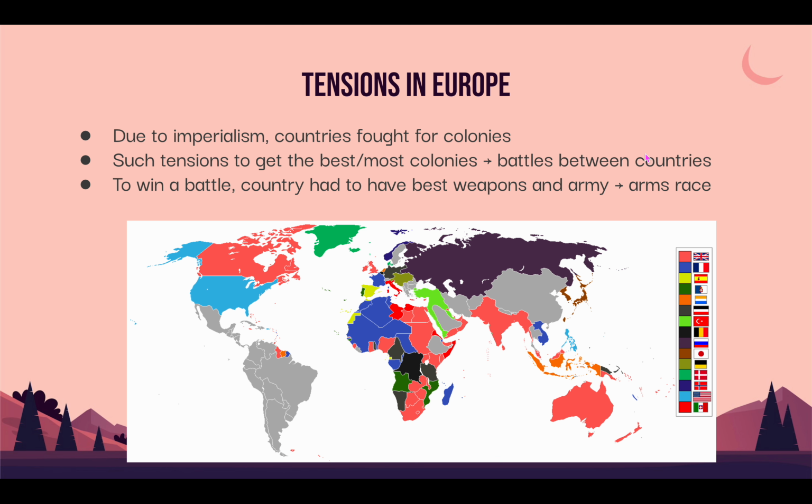All right, let's talk about these tensions in Europe. Due to imperialism, countries fought for colonies. Such tensions were to get the most or the best colonies possible. So there were many battles between countries. To win a battle, countries had to have the best weapons and army, which led to an arms race. An arms race is pretty much a lot of government funding going into technology so they can make the biggest weapons they possibly can.